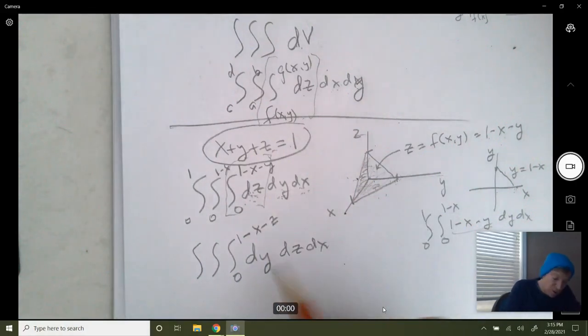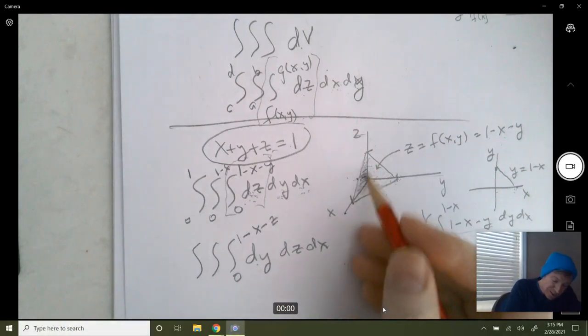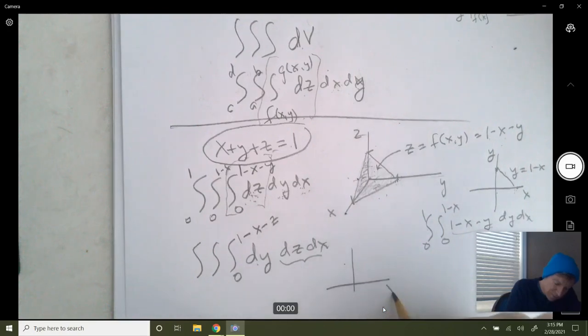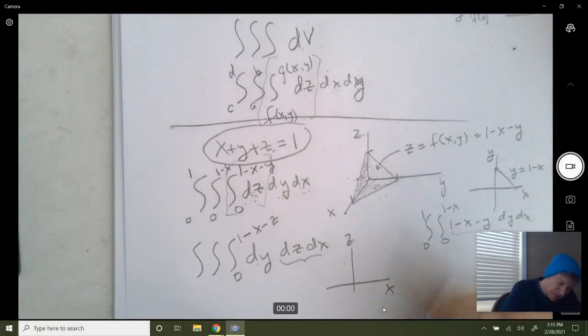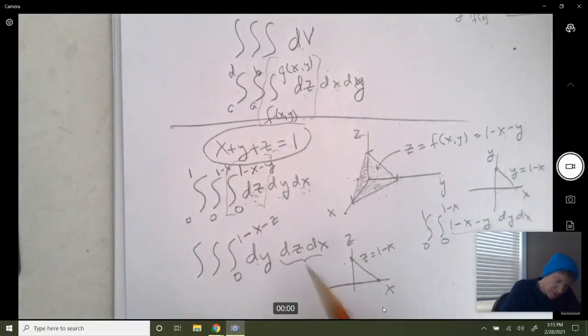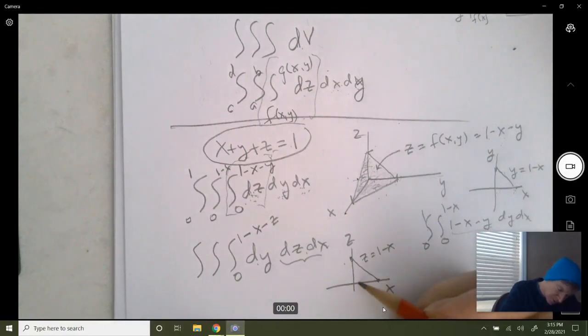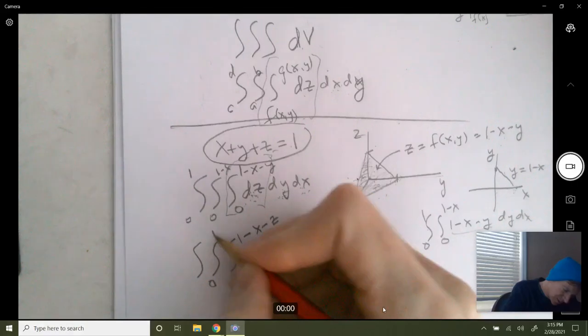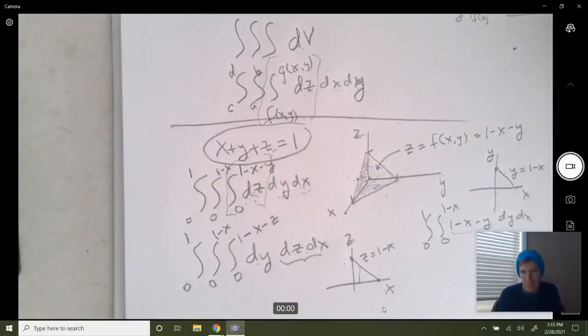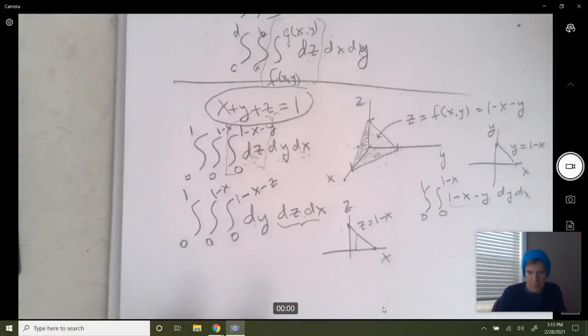Okay. Now, once you've done the y's, you're going to project this entire thing onto the xz plane. And on the xz plane, conveniently, your x hits at 1, your z hits at 1. So this is going to be z equals 1 minus x. So if we do the z's next, now your z goes from 0 to 1 minus x, and x goes from 0 to 1. Okay? I'm not going to do all 6, but hopefully you get the idea.